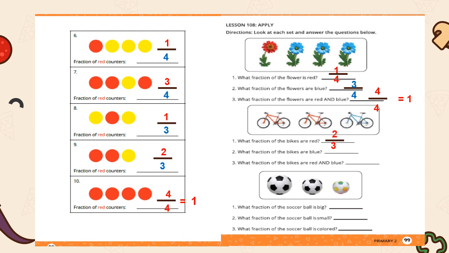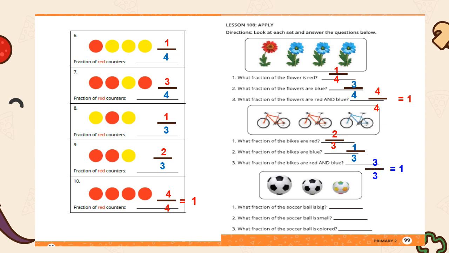Number 2. What fraction of the pikes are blue? The total are 3 and just 1 blue. So the fraction is 1 over 3. Number 3. What fraction of pikes are red and blue? He needs the total are 3 and red and blue they are 3. So the fraction is 3 over 3 equals 1.